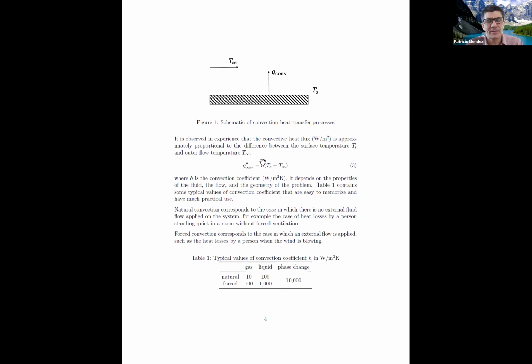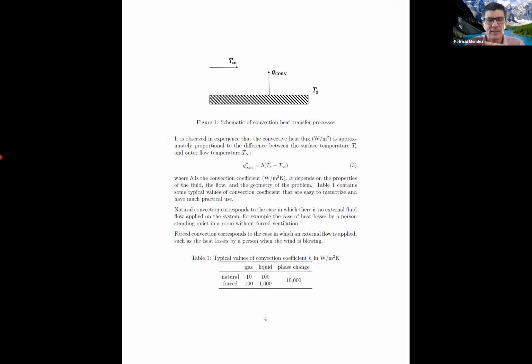Now, to some extent, I would have said nothing because you can always say, hey, everything I don't know, I give it a name. But the amazing thing is that h has values that are quite uniform under similar circumstances. For example, if we look at convection coefficient of gases, or liquids, we have two types of convection. One that I explained in the notes.